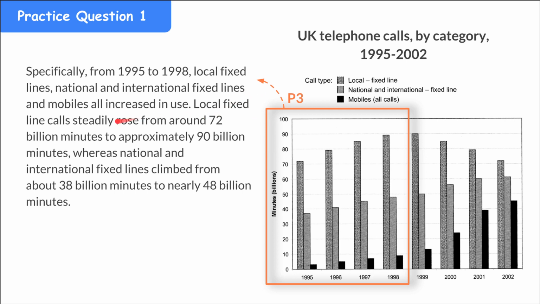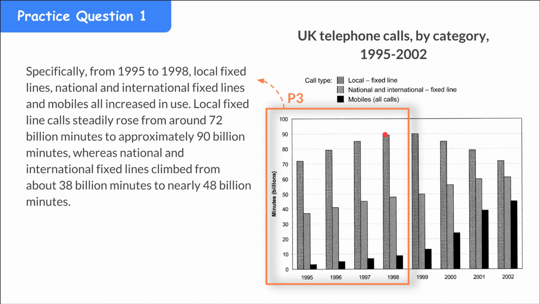Local fixed line calls steadily rose from around 72 billion minutes to approximately 90 billion minutes, whereas national and international fixed lines climbed from about 38 billion minutes to nearly 48 billion minutes. So here, we're saying that the local fixed line calls steadily increased. They started increasing from around 72 billion minutes, so we're estimating this data point here, and it increased to approximately 90 billion minutes. Again, we are estimating this data point.